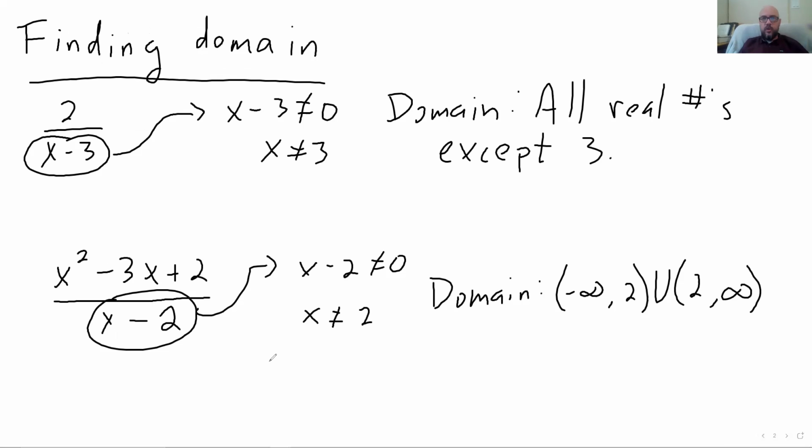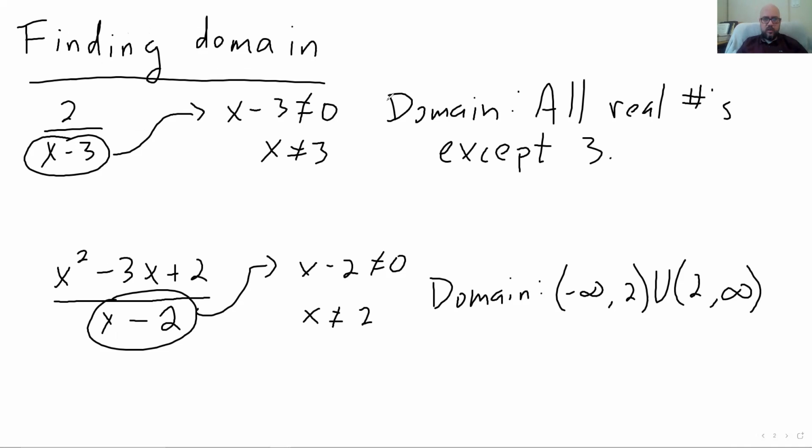But for right now, just know that what you're doing to find the domain is you want to set the denominator to 0 and then solve. And that's it. That's how you find the domain. There's nothing else to it. You ignore the top. It does nothing. And notice that when I had 2 over x minus 3, the domain was all real numbers except 3, x not equal to 3.